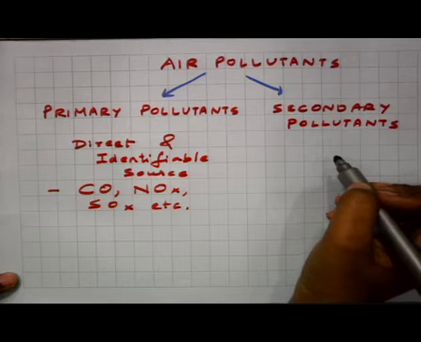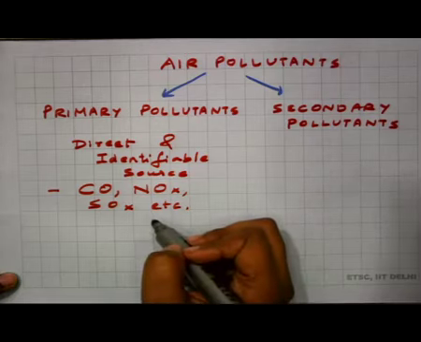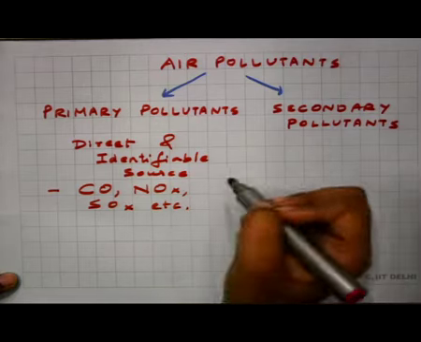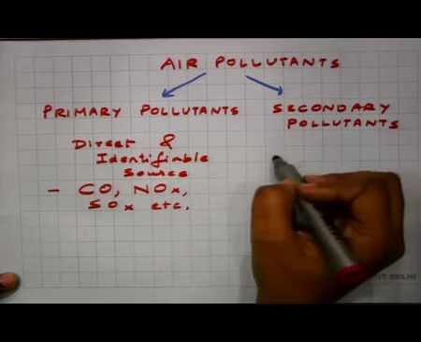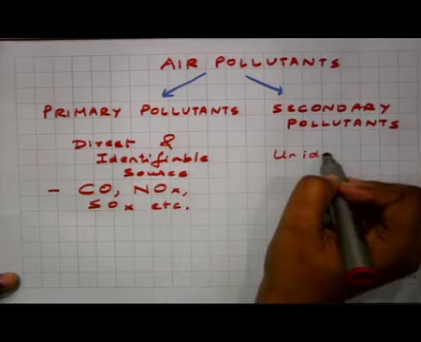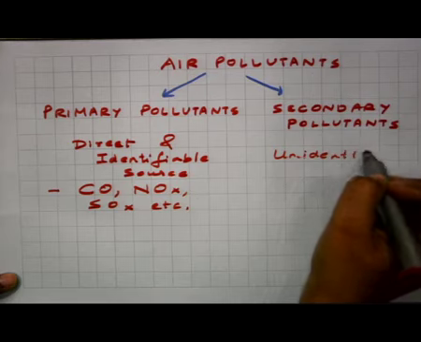Then what about the secondary pollutants? Secondary pollutants are those whose sources are unidentifiable. And why is it so?